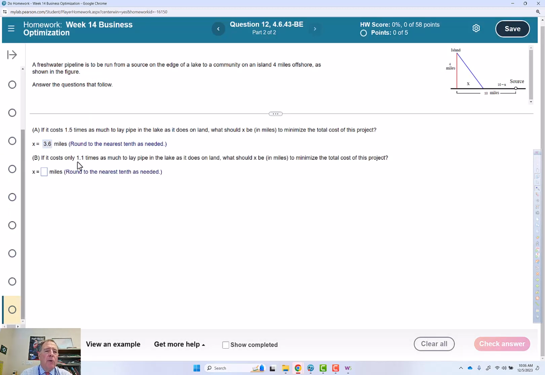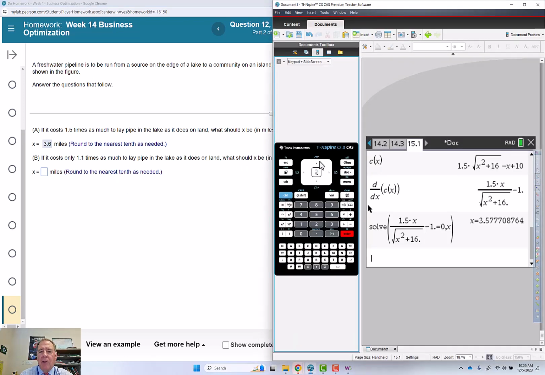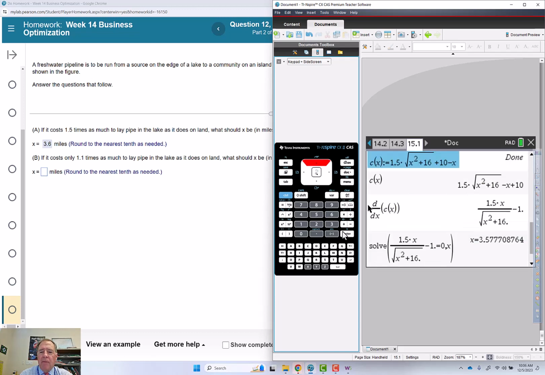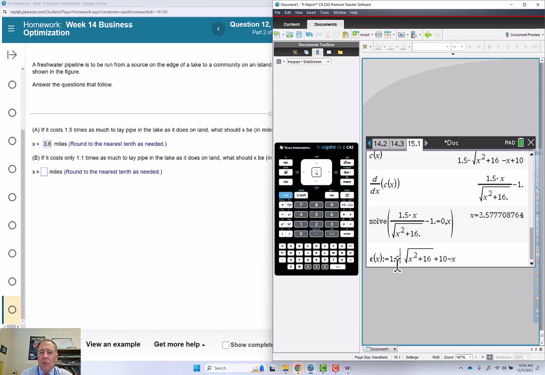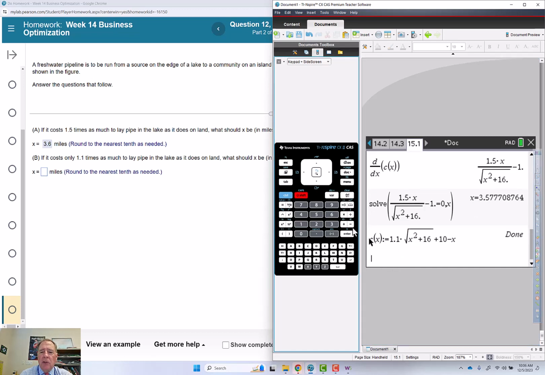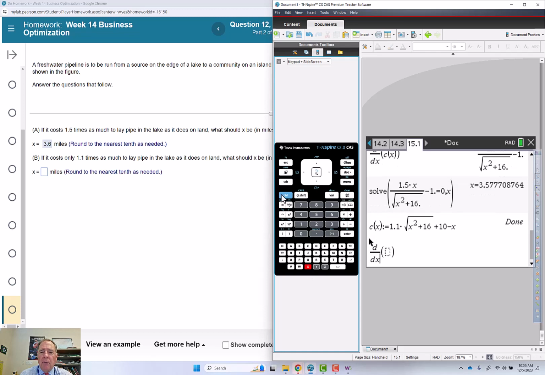If it cost only 1.1 times as much to lay pipe in the lake as it does on land, what should x be in miles to minimize the total cost? Since we already have a lot of this work in the calculator, I'm just going to go back up to my function definition and change the 1.5 to 1.1. Shift minus to get a derivative. Tab c of x, which is updated.